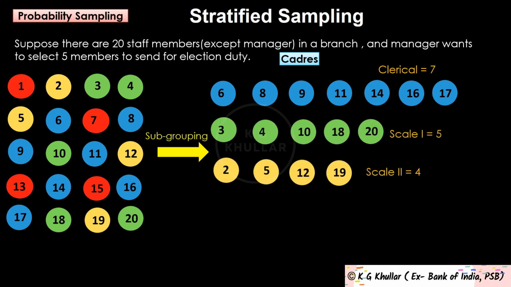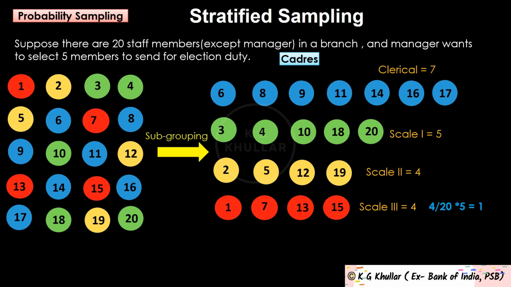So as you can see, out of 20 staff members, 7 are clerical as shown in blue, 5 are scale 1 officers as shown in green, 4 are scale 2 shown in yellow, and 4 are scale 3 officers shown in red. So the manager will select proportionally like this. That is, he will select 4 divided by 20 multiplied by 5 equals 1 officer from scale 3.